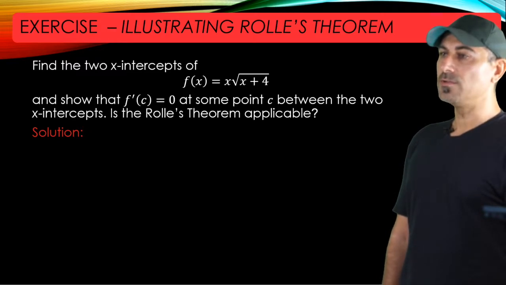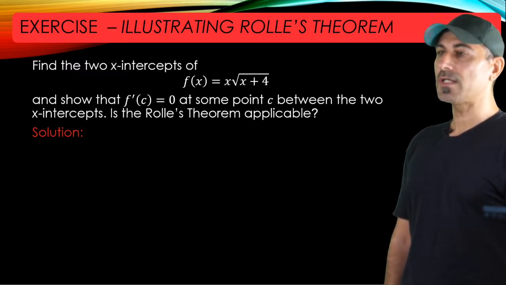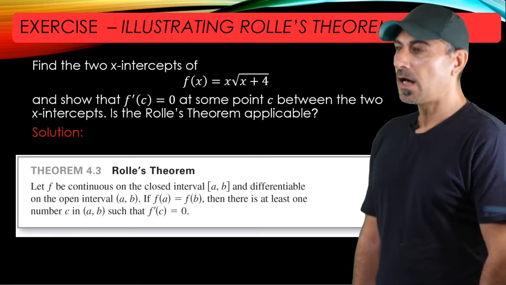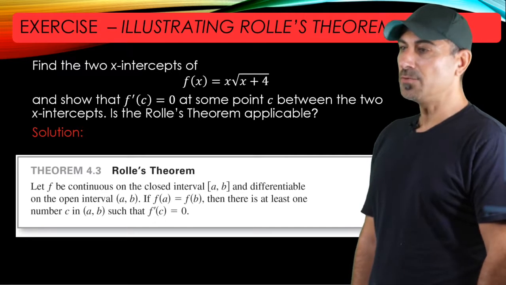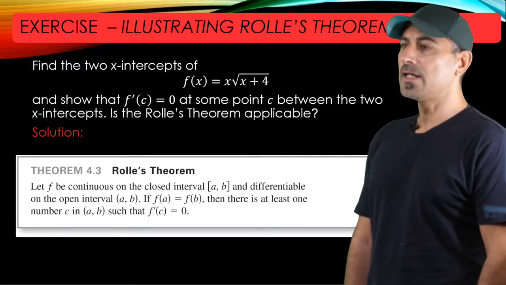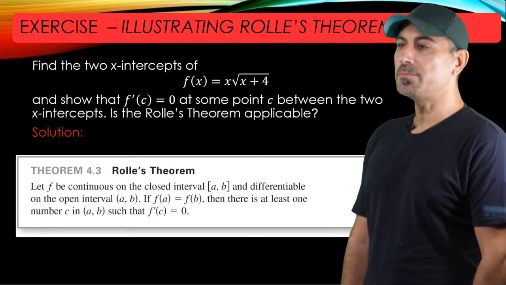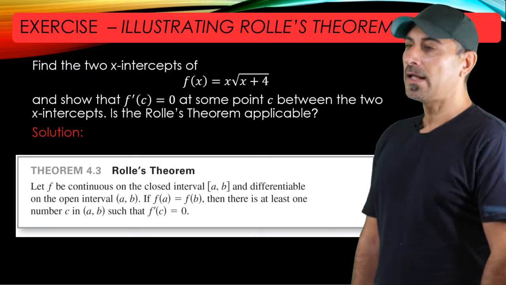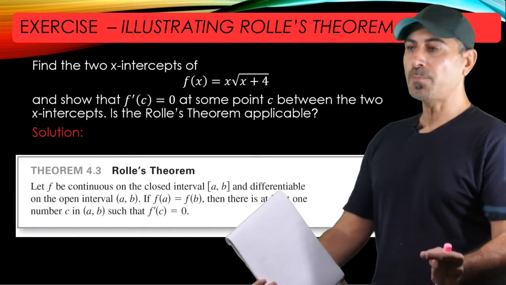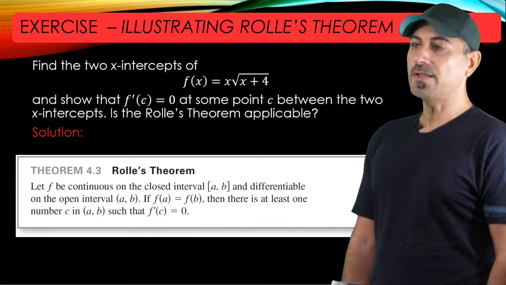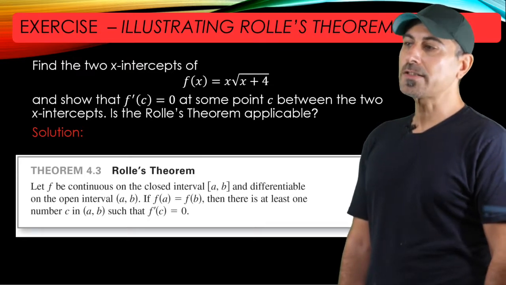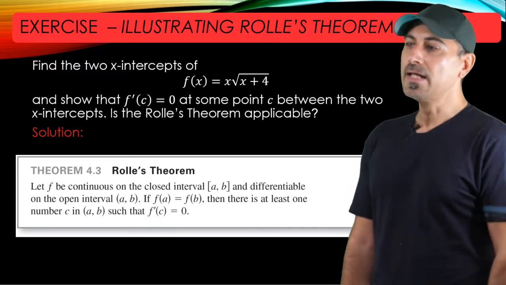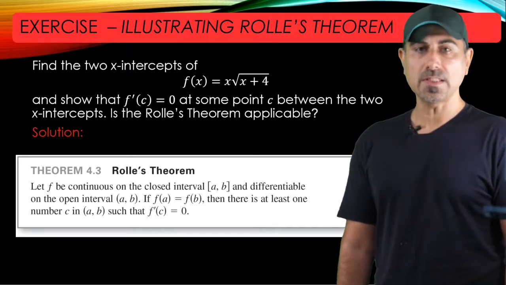Before we hit the road, I want to show you the statement of Rolle's theorem. Well, first of all, to be able to apply Rolle's theorem, we should start with a continuous function f on the closed interval a, b. f should be differentiable on the open interval a, b. And if the endpoints evaluated for f are equal, then it's guaranteed that there is a number c in the open interval a, b such that f prime at c equals 0.